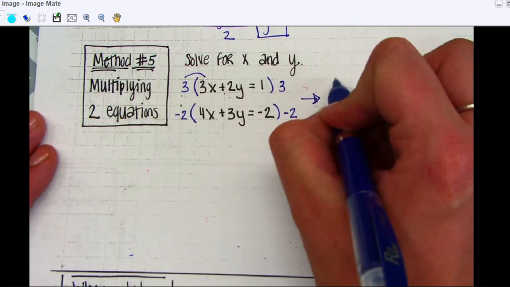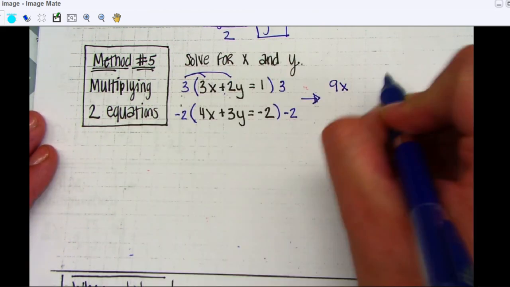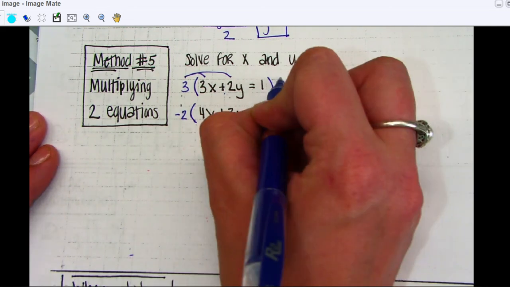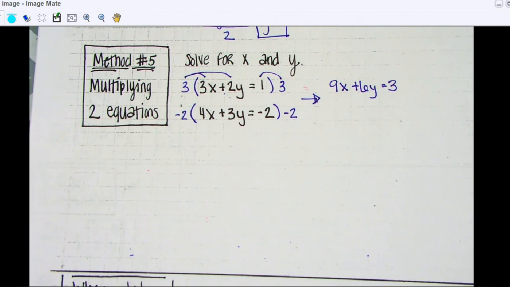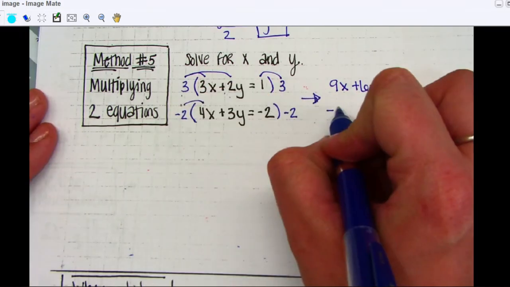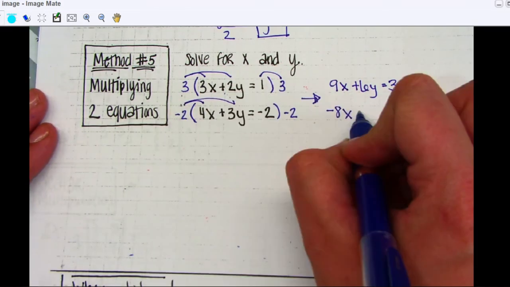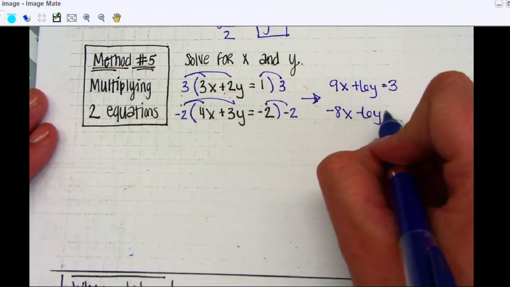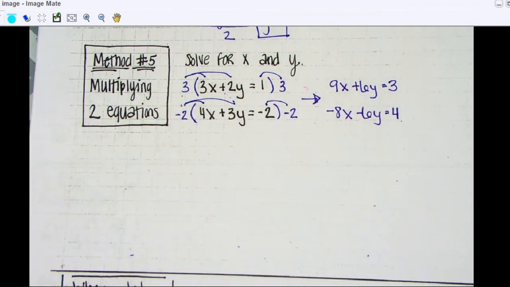So then all you're going to do is distribute. So 3 times 3 is 9x. 3 times 2 is 6y. 1 times 3 is 3. Make sure that you distribute to everything. Put the multiplying piece on the outside of both, so you remember to multiply everywhere. Then distributing, -8x, -6y, +4. As you do these, if you're trying to cancel the y's and you don't get +6 and -6, or a positive number with a negative number, then you know you didn't multiply right.